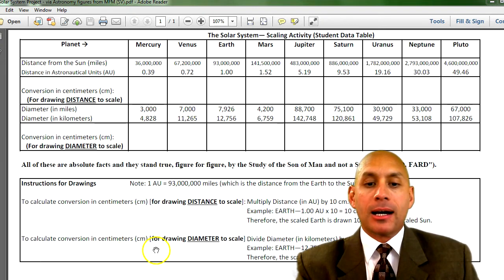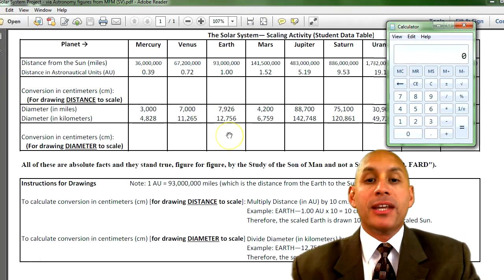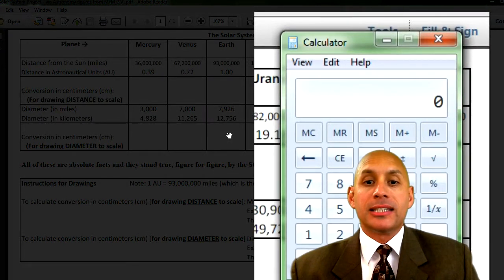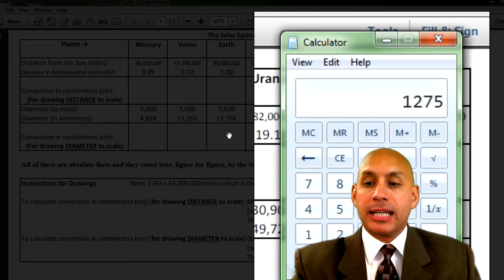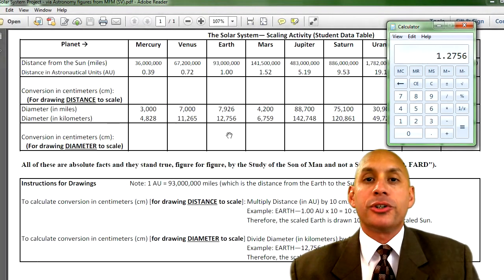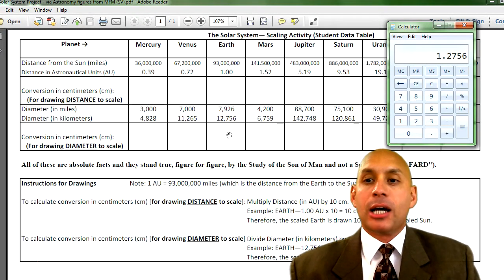If you see, the instructions are for drawing diameter to scale. We simply take the diameter of the planet in kilometers and divide that figure by 10,000. So for example, looking at the Earth, we have the Earth with a diameter of 7,926 miles. Converted into kilometers is 12,756. So if we take 12,756 divided by 10,000, you get 1.27. We're going to just round that to 1.3 to make it a little easier to draw. And so that is our calculation for the Earth.